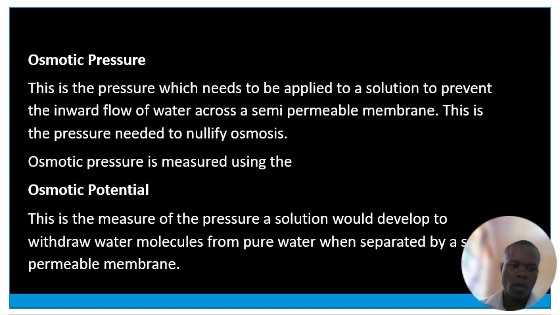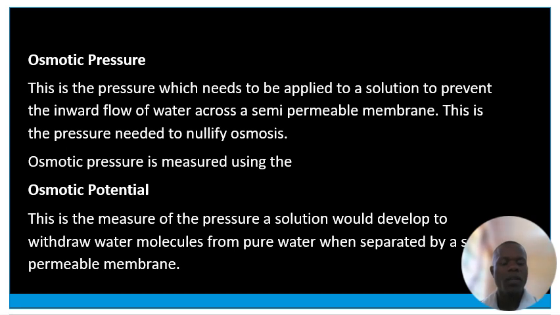Next I'll talk about osmotic pressure. This is the pressure which needs to be applied to a solution to prevent the inward flow of water across a semi-permeable membrane. So this is the pressure needed to nullify osmosis. Osmotic pressure can be measured using the osmotic potential.